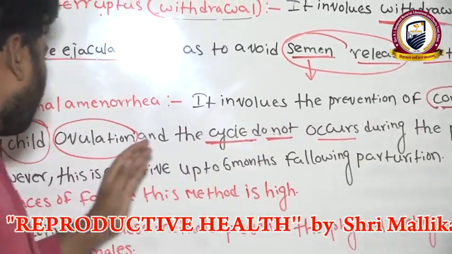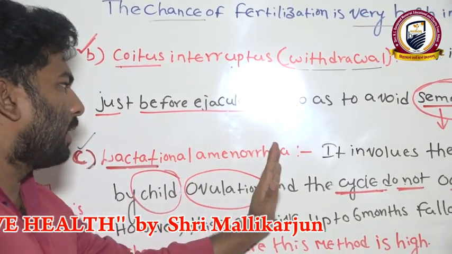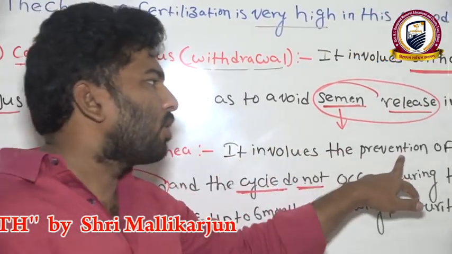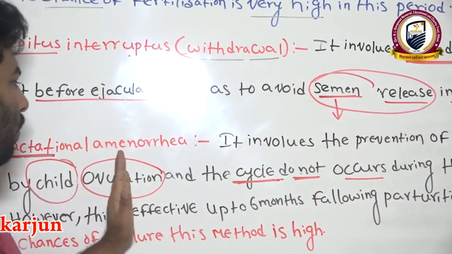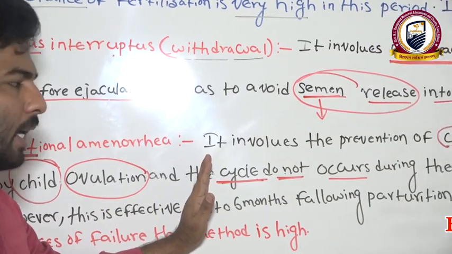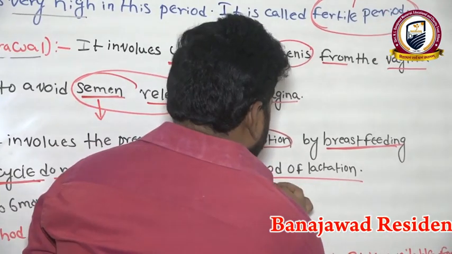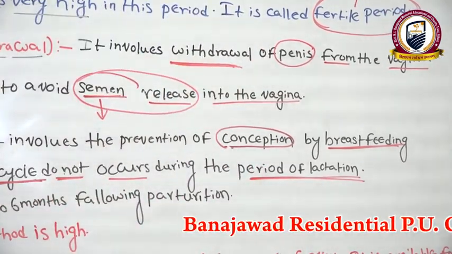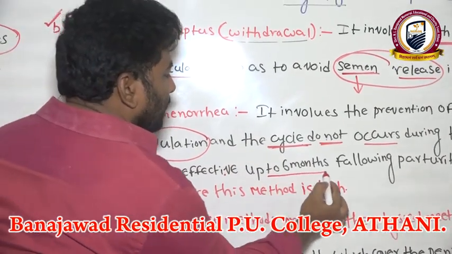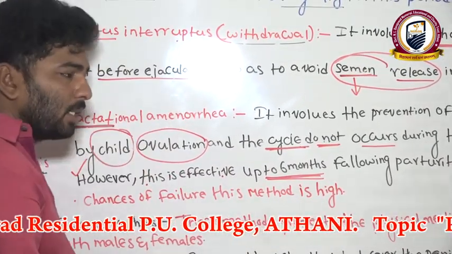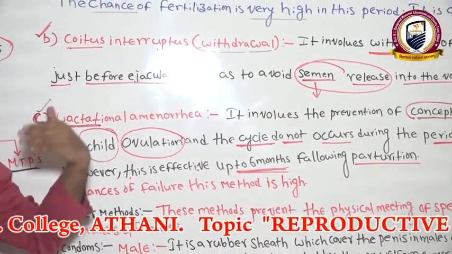Okay, clear? Now one more time I will repeat it here. Lactational amenorrhea means the prevention of conception or pregnancy by breastfeeding by the child. Ovulation and the menstrual cycle do not occur during this period of lactation. Clear? However, this is effective only up to 6 months after delivery, after parturition.